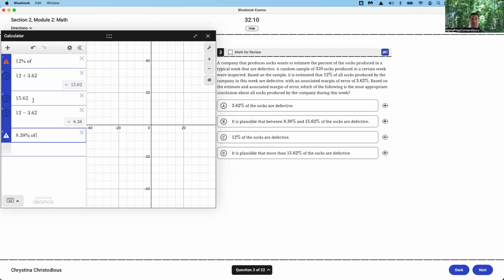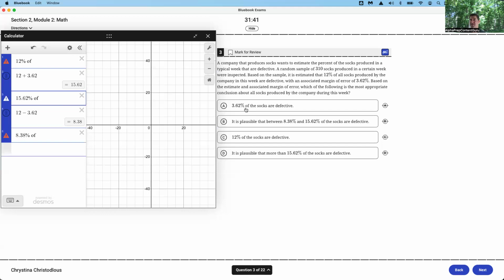Now, when I type in percent, it automatically adds the of. I think that's so cool. It's just one of those things. You can see that if I don't put something there, it can't do the math. So it's going, oh man, like talk to me, talk to me. What I care about right now is that the associated margin of error tells me that I can get the amount of defective socks are between 8.38% and 15.62%. Let me see what the question's asking. They're just asking for the most appropriate conclusion.